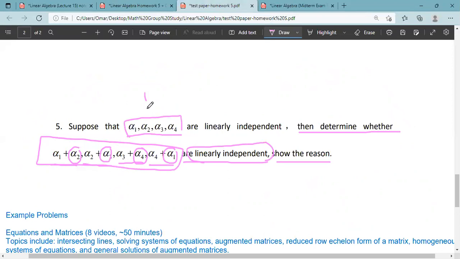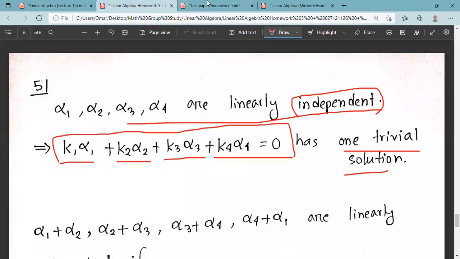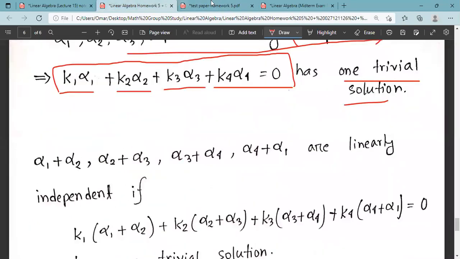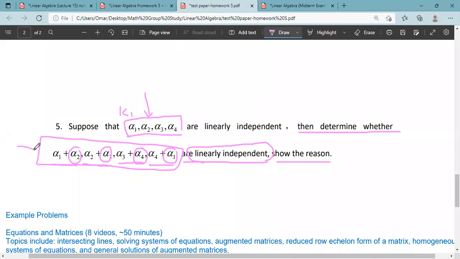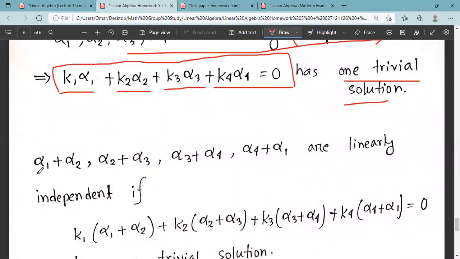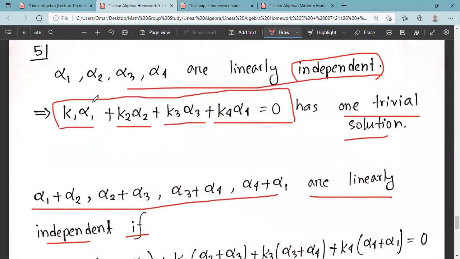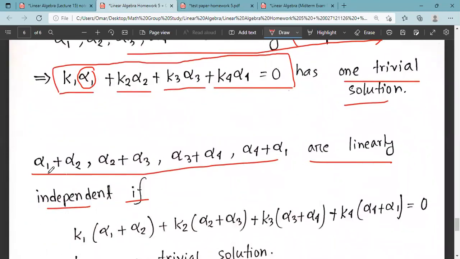So here are alpha 1, alpha 2, alpha 3, alpha 4, and we multiply k1, k2, k3, and k4. Then in our question, this part alpha 1 plus alpha 2 is here. So to check whether they are linearly independent, we replace this alpha 1 with alpha 1 plus alpha 2, and we replace this alpha 2 with alpha 2 plus alpha 3. Okay. So we replace alpha 3 with alpha 3 plus alpha 4. This way we replace here.